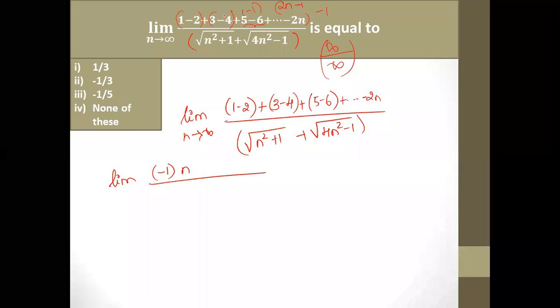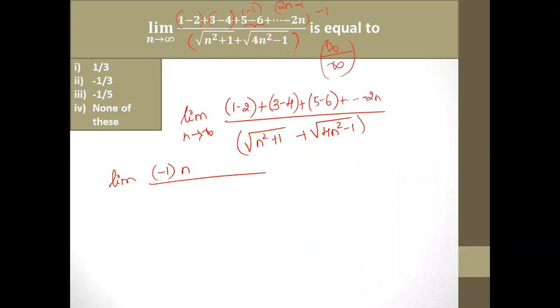What is the power of n in both the terms in the denominator? It is n square, so the power is 2, right? The degree is 2. So you can see it is common in both the terms, correct? Even here I have n square plus 1, and here I have 4n square plus 1.